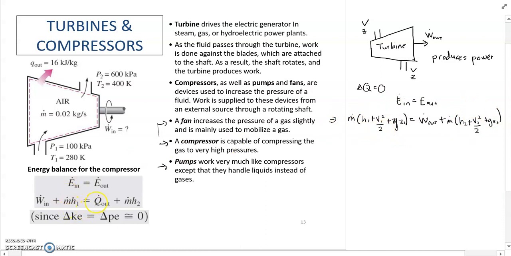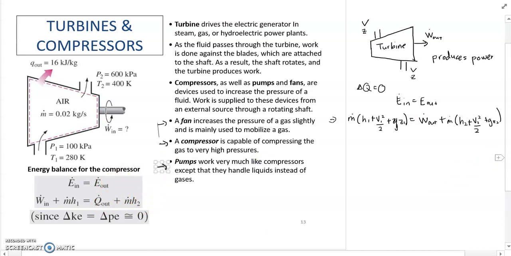While for the compressor, normally you have W in, so your W term is at the front, and normally you have heat loss, so you have to consider Q out. And there's no kinetic energy and potential energy for the compressor. So your final equation for the compressor is W dot in plus m dot h1 equals Q dot out plus m dot h2.